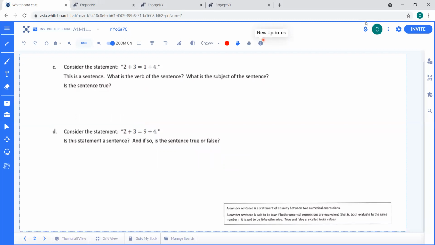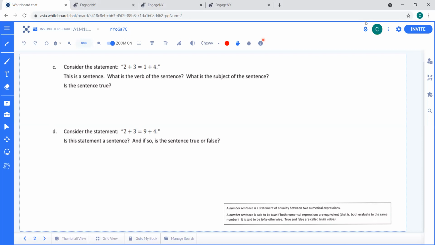So how are we going to relate this to math? Good question. If you notice in the very bottom right-hand corner, a number sentence is a sentence of equality between two numerical expressions. A number sentence is said to be true if both numerical expressions are equivalent, that is, both evaluate to the same number. It's said to be false otherwise. True and false are called truth values.